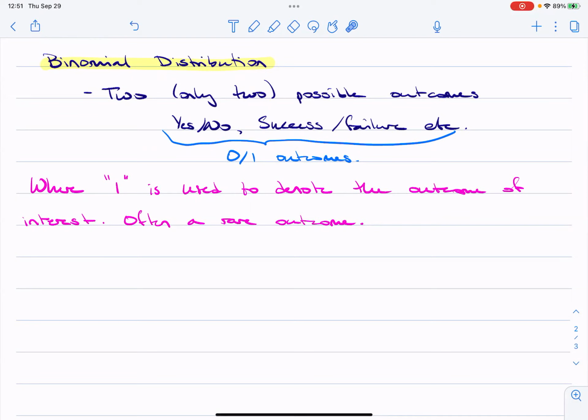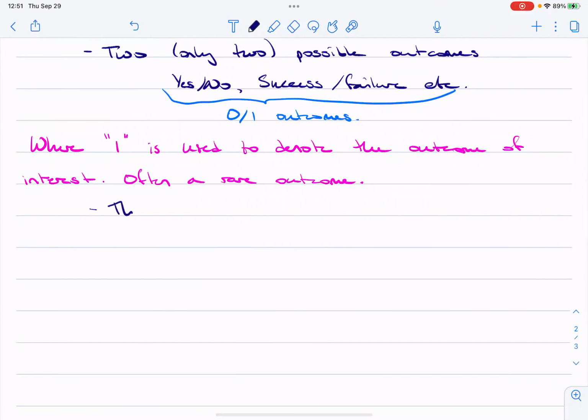These outcomes have to have fixed probabilities. Okay. The two outcomes must have fixed probabilities. Otherwise, we can't use the binomial.